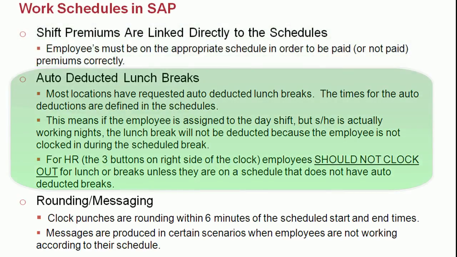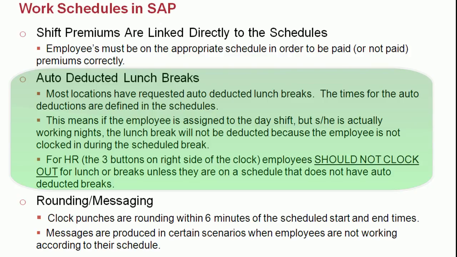The next key factor is lunch breaks, and most locations have requested to have auto-deducted lunch breaks. This means that the schedule defines from time A to time B is the lunch break and the duration, and that amount of time should be reduced from the amount of time that's to be paid to the employee. So this means if the employee is assigned to the wrong shift, there's a chance that the lunch break could be deducted incorrectly or not at all.